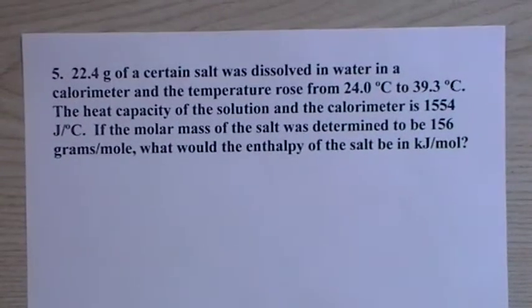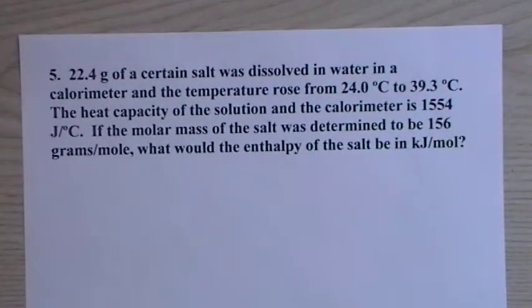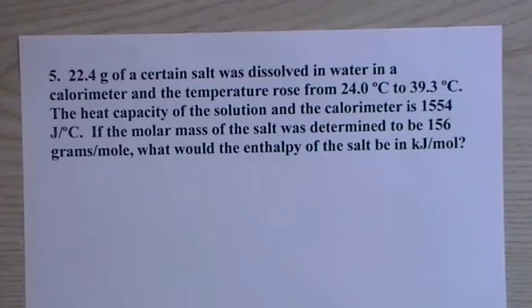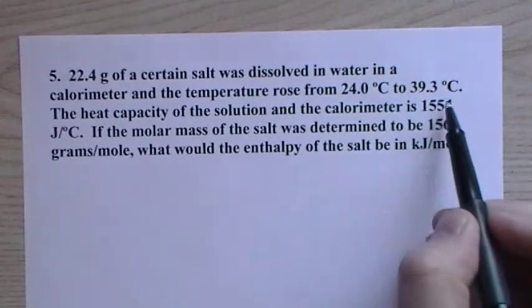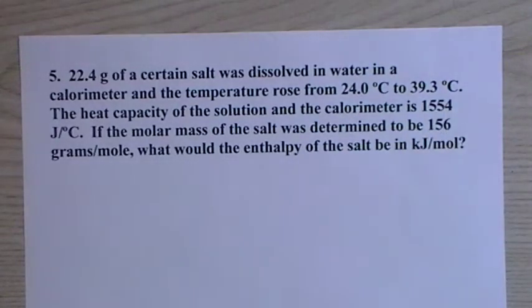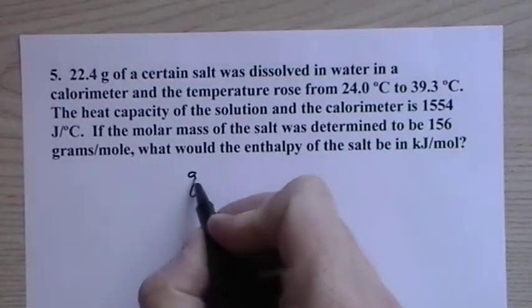Okay, this last problem I wasn't able to get to in the previous lecture, to keep it under 20 minutes. We have 22.4 grams of a certain salt, and the temperature rose from 24 to 39.3 degrees Celsius. The heat capacity is 1,554 joules per degree Celsius. Now, they gave us heat capacity. We're used to using this equation.